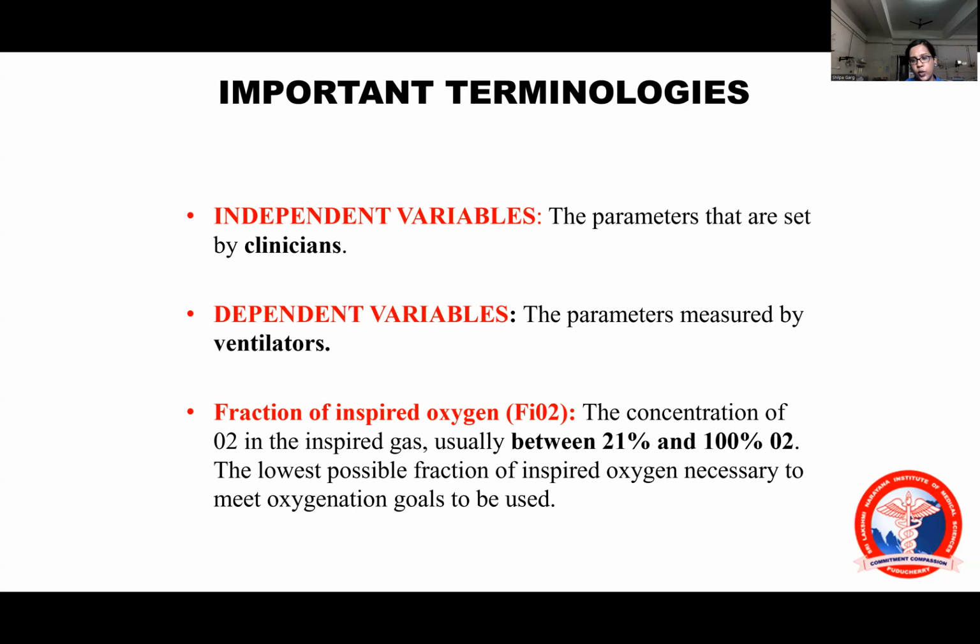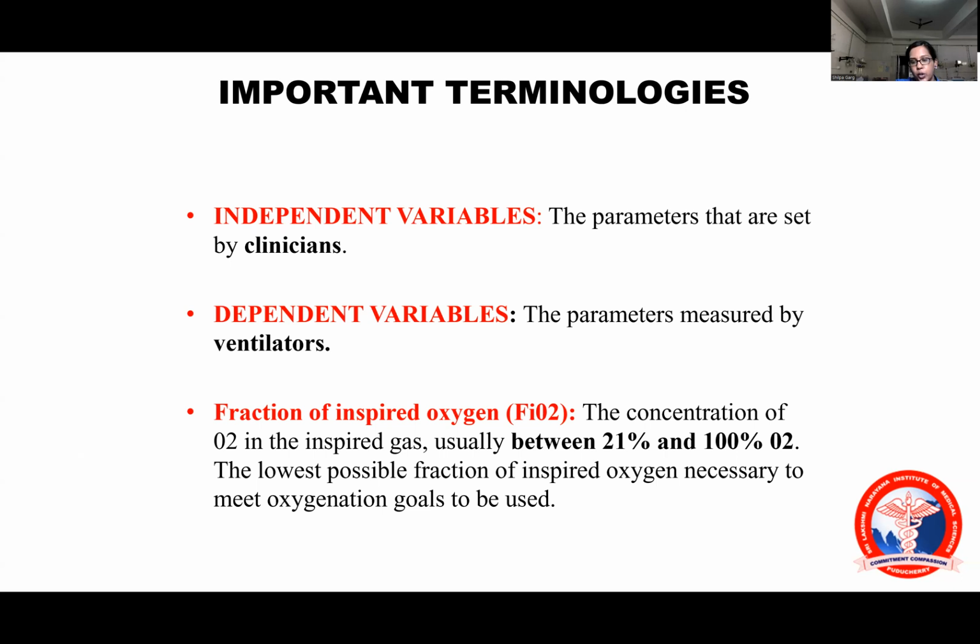What are the terminologies we should know before entering into this topic? There are independent variables and dependent variables. Independent variables are already set by the clinicians, the parameters that we set as a doctor or clinician. For instance, tidal volume, respiratory rate, or IE ratio are set by the clinicians, and these are called independent variables. Dependent variables are measured by the ventilator. The ventilator measures the patient's requirement and then delivers it. So these are called dependent variables.